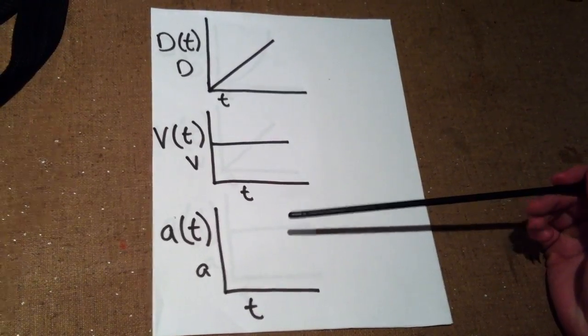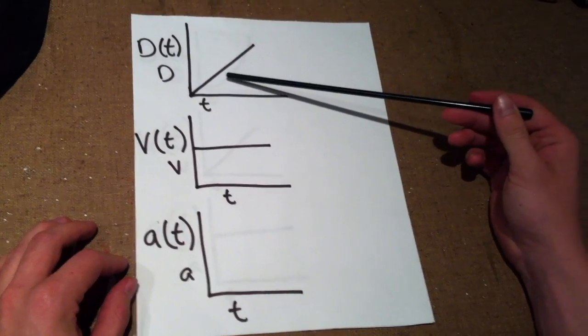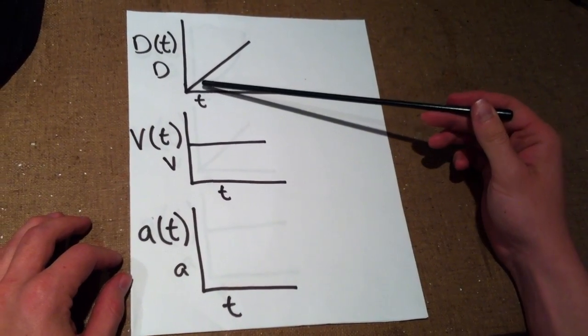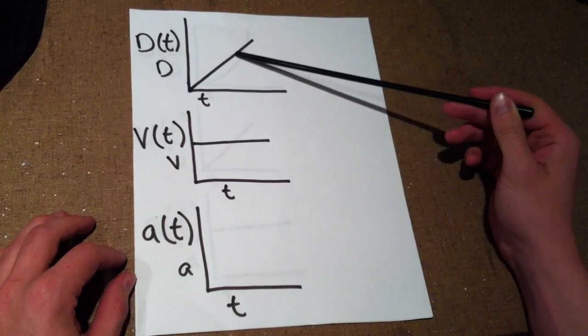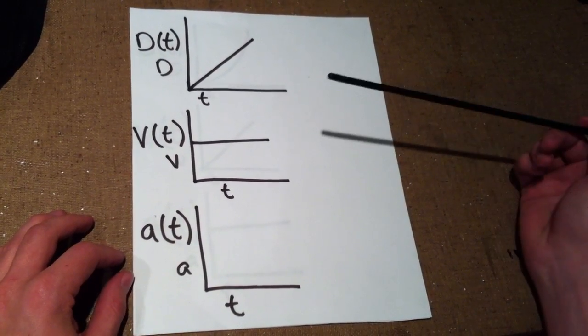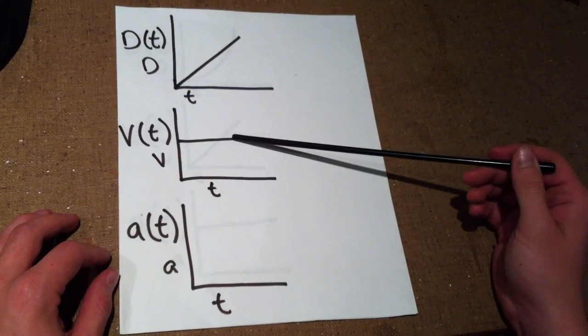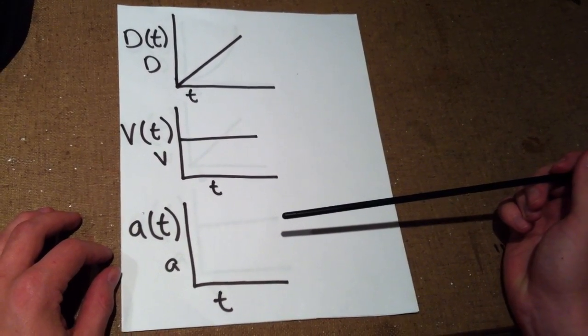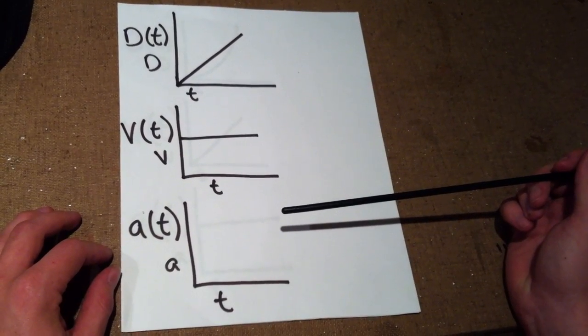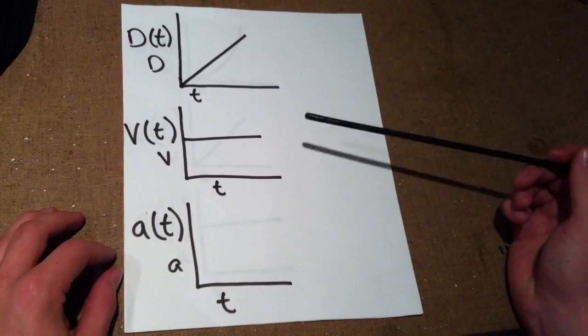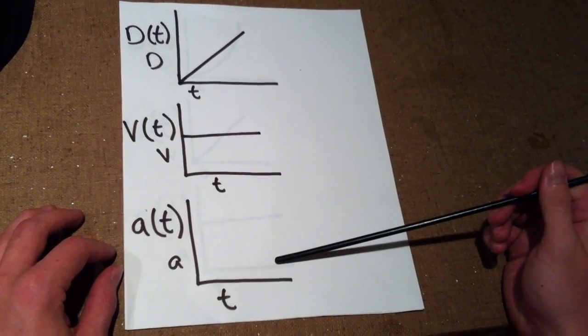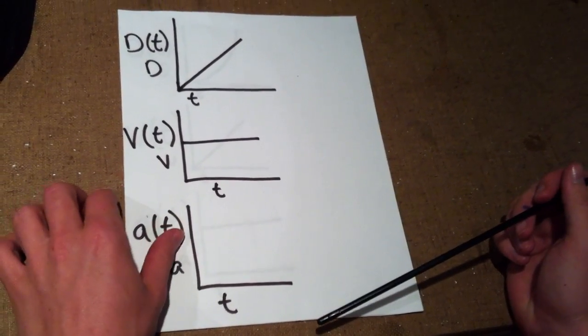Now let's say that the object is progressively moving away from the point of origin. That means that the object would have a constant velocity. But if an object has a constant velocity, that means that an acceleration does not exist in the object.